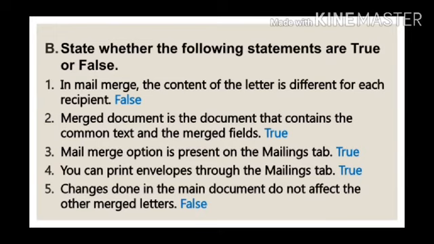Let us now discuss exercise B. State whether the following statements are true or false. Question number 1. In mail merge, the content of the letter is different for each recipient. Here the statement is false because the recipient's name may change in every letter, but the content of the letter never changes. It remains the same in each and every letter. Question number 2. Merged document is the document that contains the common text and the merged fields. Here the statement is true.